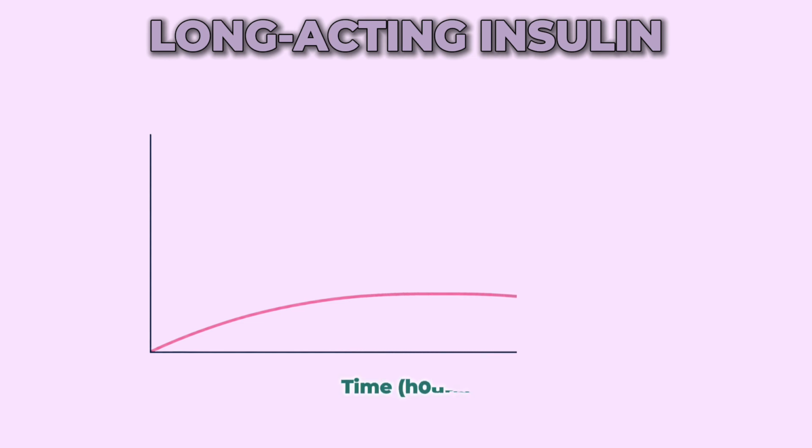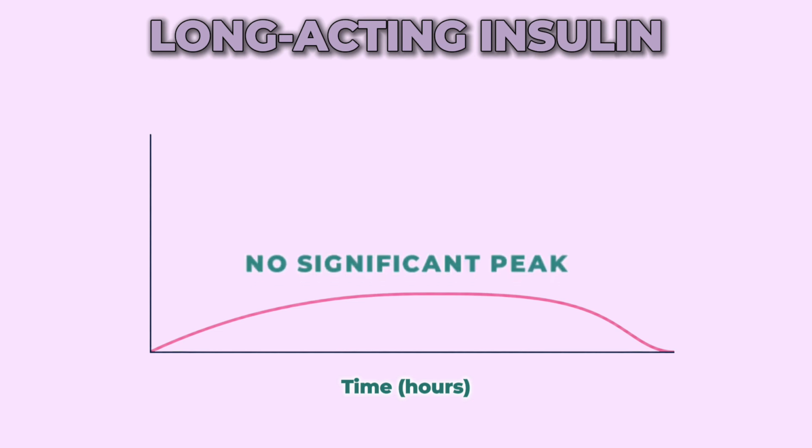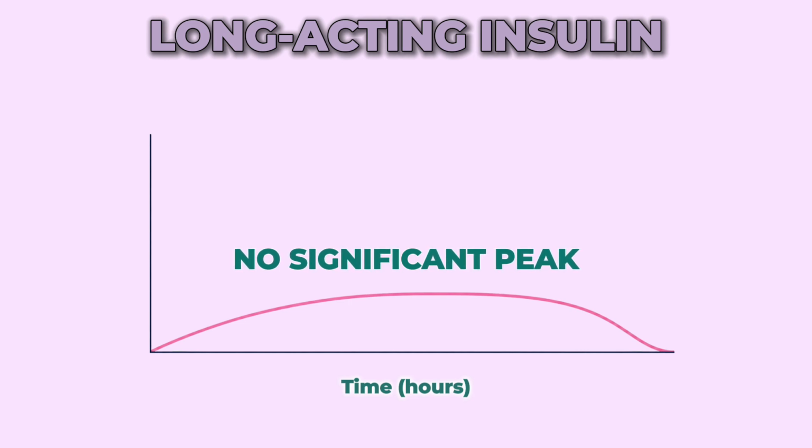The fourth type is long acting insulin. Common examples are glargine, brand name Lantus, and detemir, brand name Levemir. Long acting insulin provides a slow, steady release over approximately 24 hours. It has no significant peak. It acts as a basal insulin, background coverage that keeps blood sugar stable between meals and overnight.